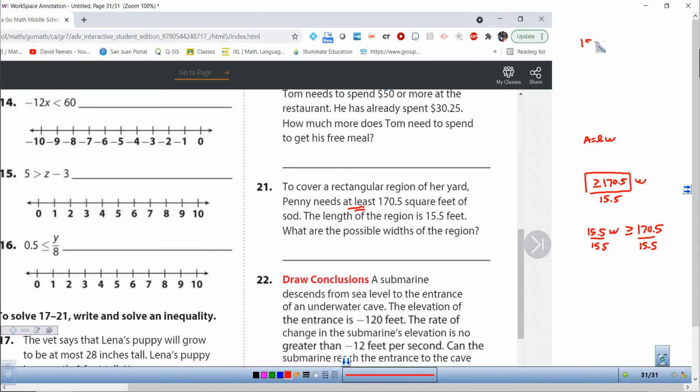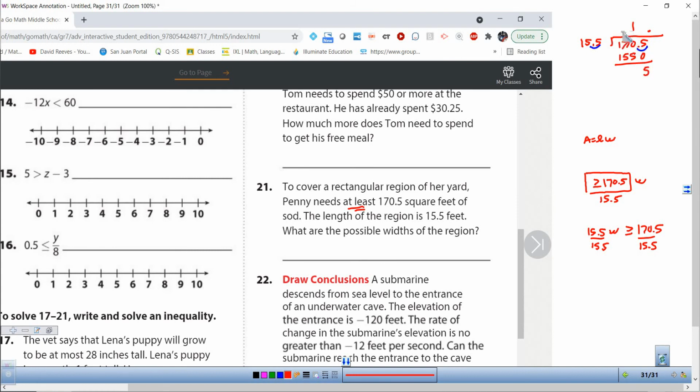All right, so here we go. 15.5 into 170.5. By the way, it's okay if you use a calculator, but this is a good reminder of how to do it without a calculator. I'm going to move that once there and that once there. All right, so 155 goes into 170 one time. By the way, the decimal's there now. And I go 155. Here we go. All right, so that's a 0.